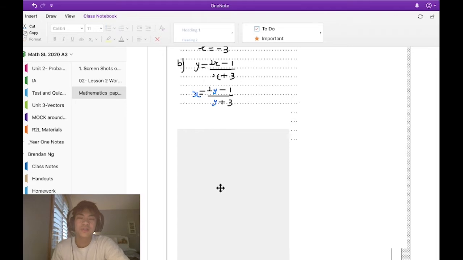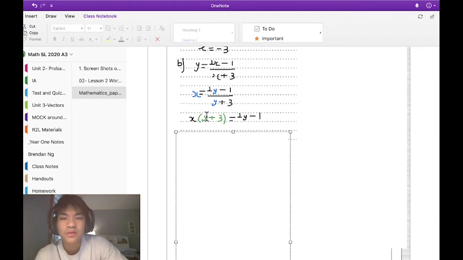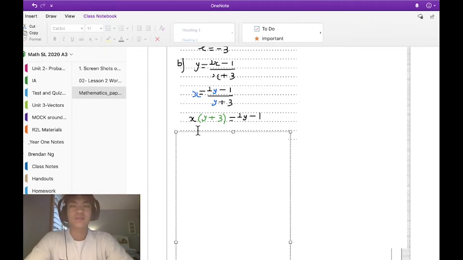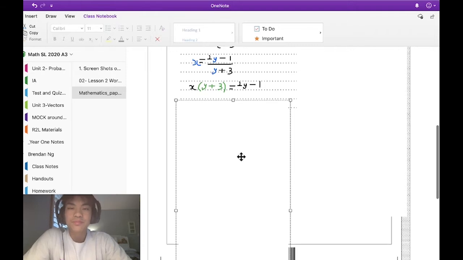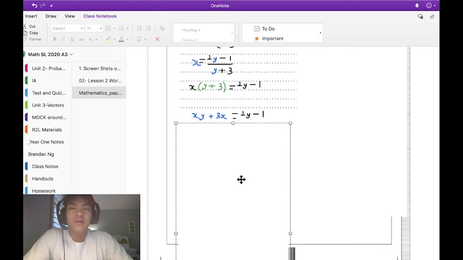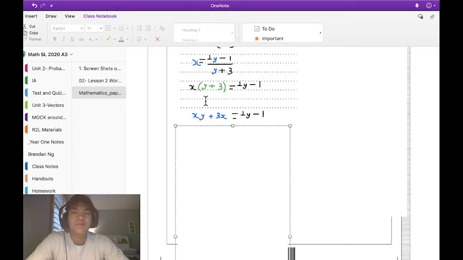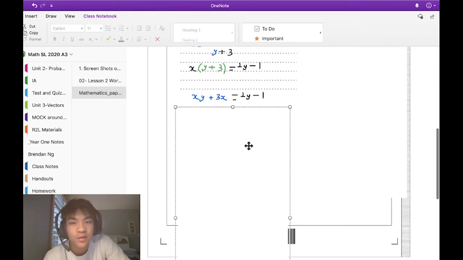And now basically we're just going to isolate for y. So y equals whatever. So we're just going to multiply both sides by y plus 3 to get rid of this fraction. And we get this right here. So x times (y plus 3) equals 2y minus 1. And the next step will be to multiply these out. So x times y and x times 3. So it becomes xy plus 3x. And then the other side stays the same, 2y minus 1.